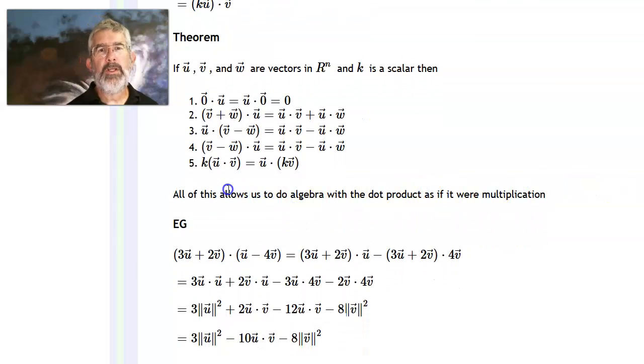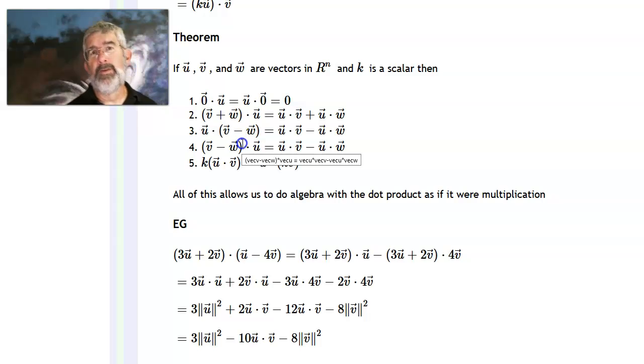If u, v, and w are vectors in Rn, and k is a scalar, that is a real number, then we have these properties. If you take u and dot it with the 0 vector, that's 0 on this side. Again, notice this is the real number 0, where these were 0 vectors over there. The distributive property works on the right-hand side as opposed to the left-hand side, which we saw earlier.